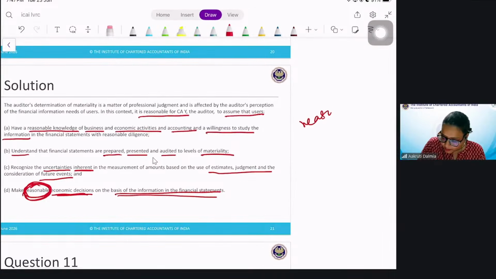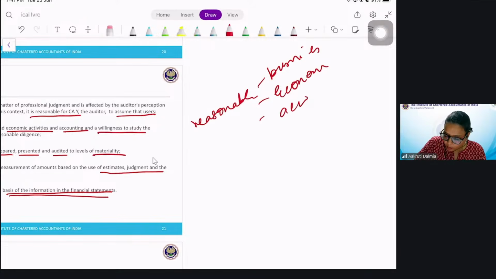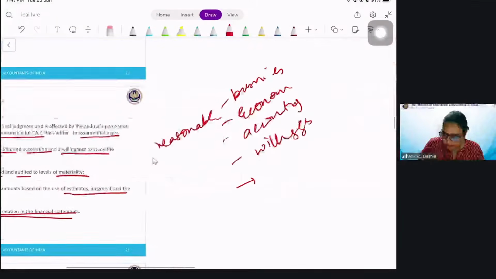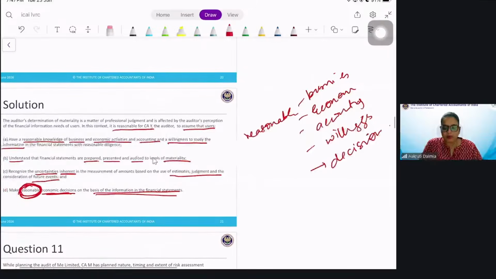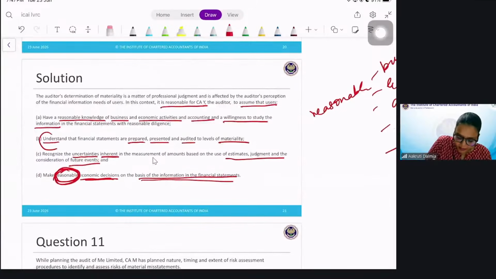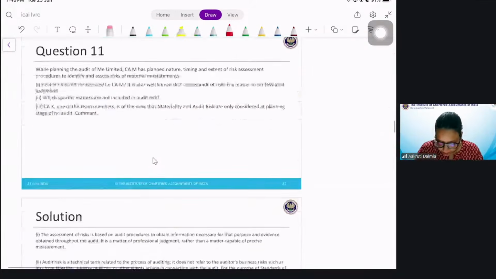So the auditor is assuming that you have reasonable knowledge of business, reasonable knowledge of economic activities, knowledge about accounting, reasonable willingness to study, and reasonable decision-making power. So some reasonableness he is expecting. Next, he is expecting some understanding that you know that it is based on materiality and you understand that future events are not in anyone's control. Next question.